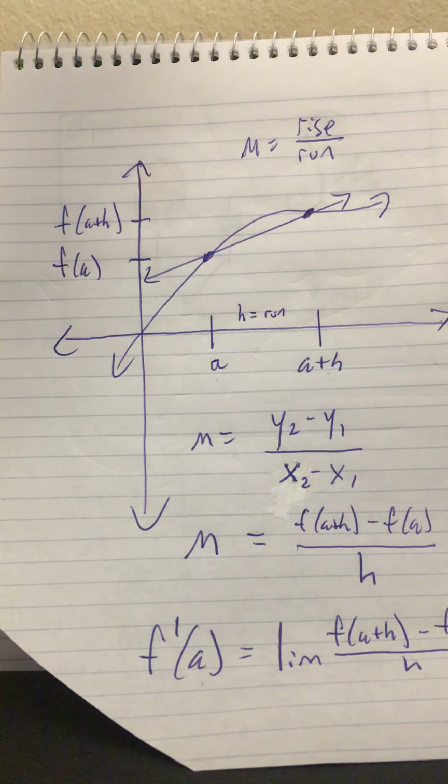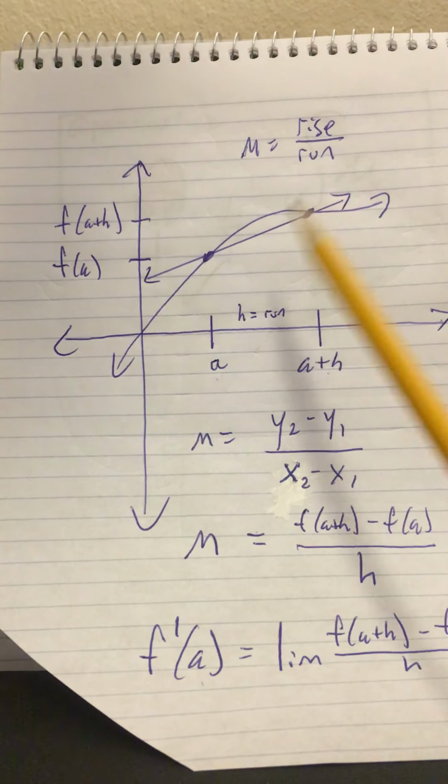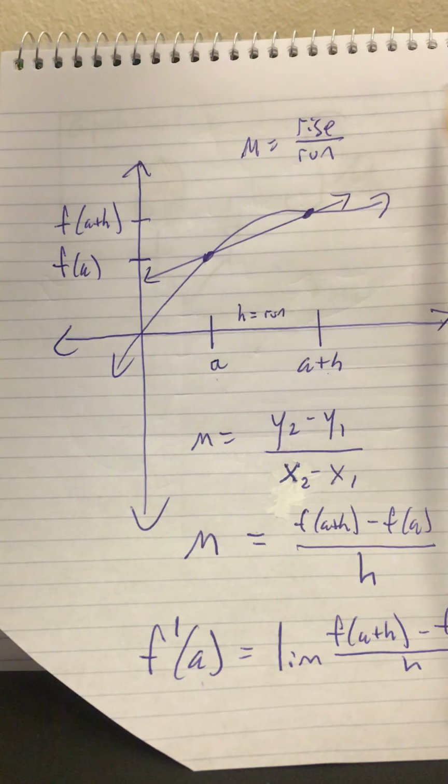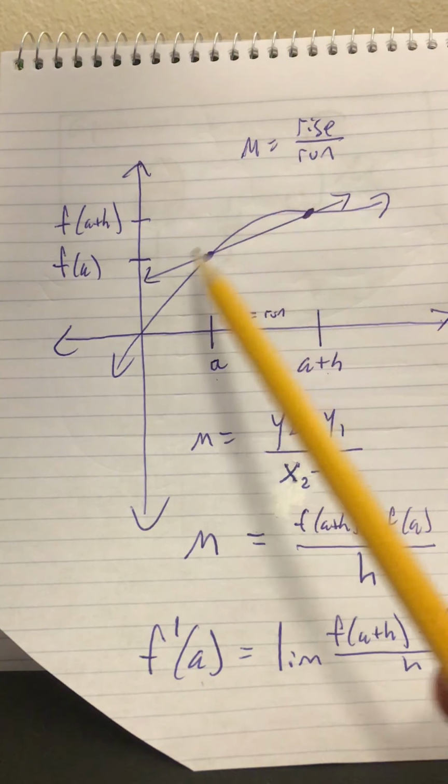So how do we do that? Well, here's a curve. We start off with some secant line, and we get the rise over the run. We get the slope of this secant line. How do you do that? We use the slope formula: y2 minus y1 over x2 minus x1. The difference in the y's will be the rise. The difference in the x's will be the run.